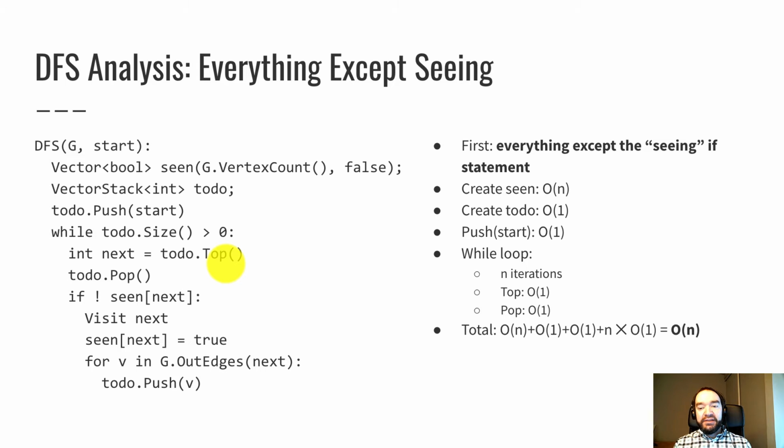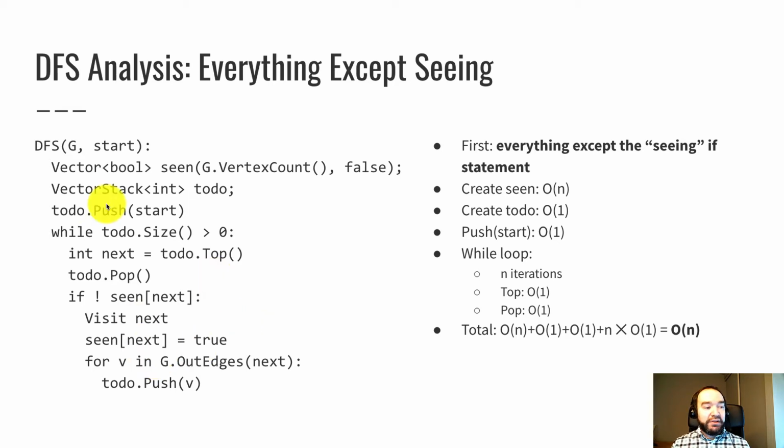So we're going to break this analysis into two parts. We're going to analyze everything except for the seen part, and the seen part is the interior of this if statement. So, we've got the whole algorithm here with a while loop. And if we haven't seen next, then we do all this stuff. We visit next, set its flag to true, and there's that for loop to deal with the out edges. So first we're going to analyze everything except for that part of the algorithm, and then we're going to come back to that part of the algorithm.